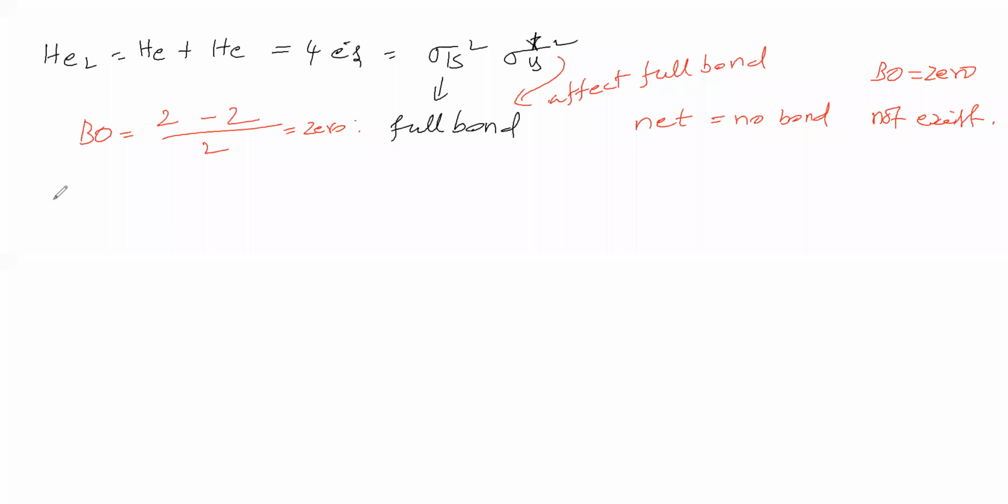Now, why do we say noble gases are monoatomic molecules? Have you got an idea? Noble gases are monoatomic molecules, atomicity is 1. Noble gases do not exist as diatomic molecules. Why do they not exist as diatomic molecules? Because there is no bond. No bond means not existing, so a diatomic species is not possible. So noble gases exist only as monoatomic molecules, and atomicity is 1 for noble gases.